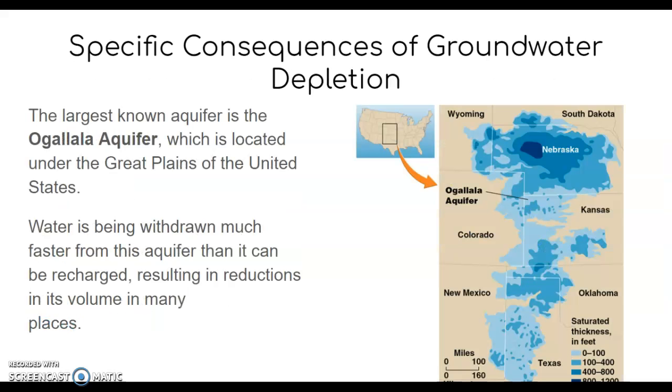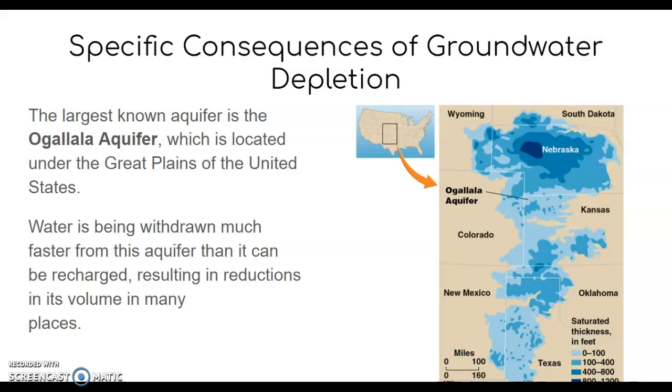So one specific consequence of groundwater depletion is at an aquifer that's in the Midwest. It's called the Ogallala Aquifer. It's a little bit hard to say, but it's located in the Great Plains and it services a lot of the farmland out in this area. And because it's so big and services such a big area, it's being overpumped. So the water is being withdrawn faster than the aquifer can be recharged. And so that is going to result in reductions in its volume.